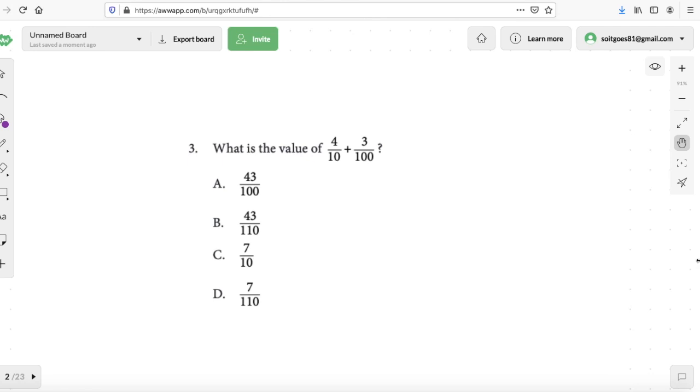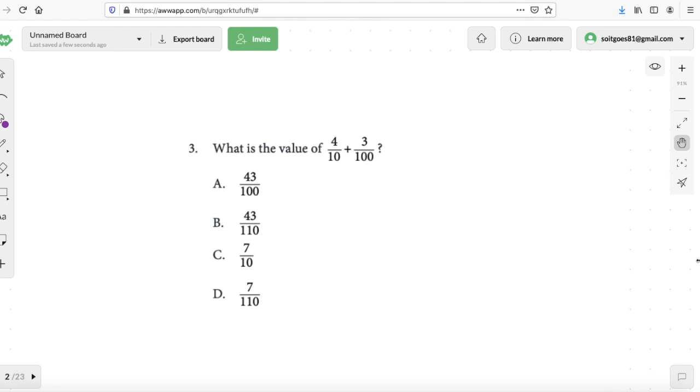Question number 3. Bump up the level of difficulty here just a little bit. Go ahead and read question number 3 for us, please. What is the value of 4 over 10 plus 3 over 100? Okay, what is the value? Good old fractions. And how do you feel about fractions, Juliana? I mean, sometimes it just depends on the fraction problem. Okay. Well, I tell you what.